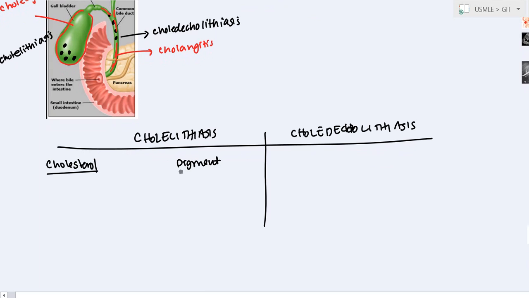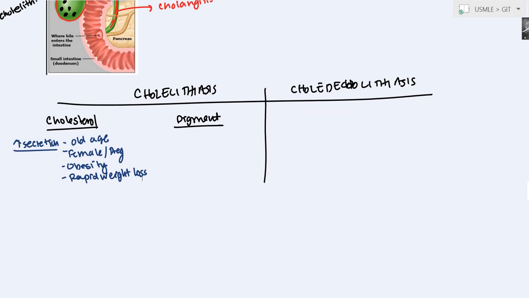Cholesterol stone forms either because you're forming too much cholesterol, or you're not secreting it fast enough. And this helps you figure out the etiology. So what can cause increased secretion of cholesterol? This is going to be caused by old age. Females tend to have this more often, especially when they're pregnant, and obesity. Not only obesity, but quite paradoxically, rapid weight loss is also there.